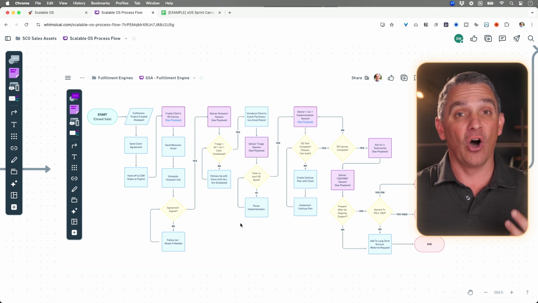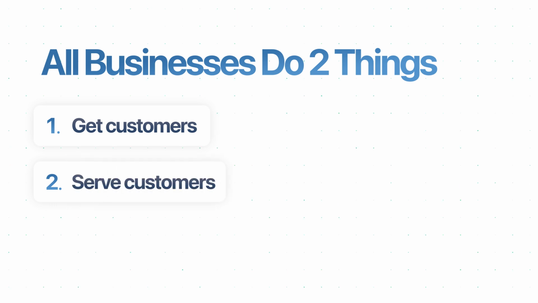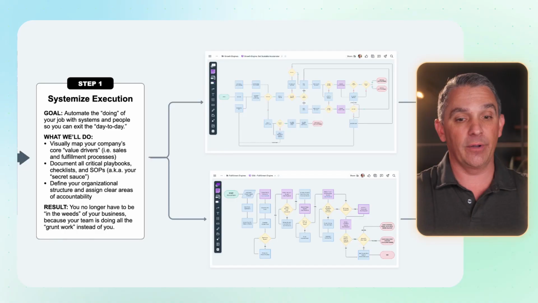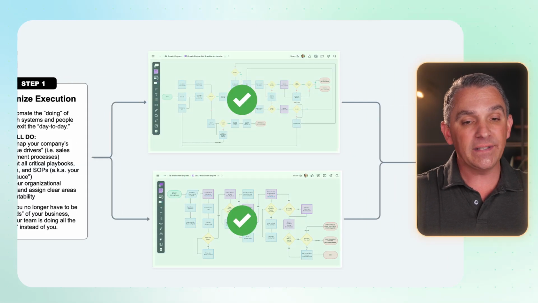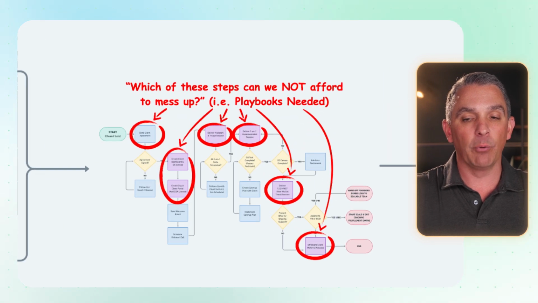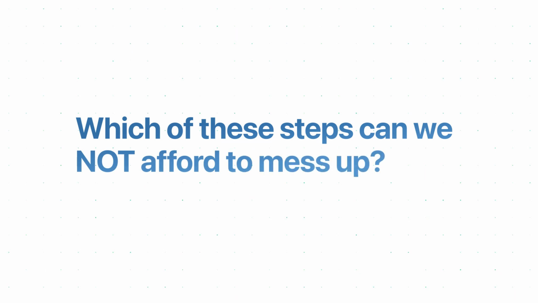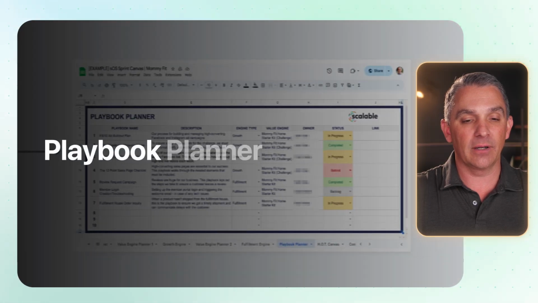At the end of the day, all businesses do 2 things. We get customers and clients, we serve those customers and clients. If we can visualize these, then we can visualize the core value creation process of a business. That's why we call them value engines. Now, once these are mapped, and this is the foundation of everything that we do here, we can ask a really important question, which is, which of these steps can we not afford to mess up? And that's where we have this tool called the Playbook Planner.